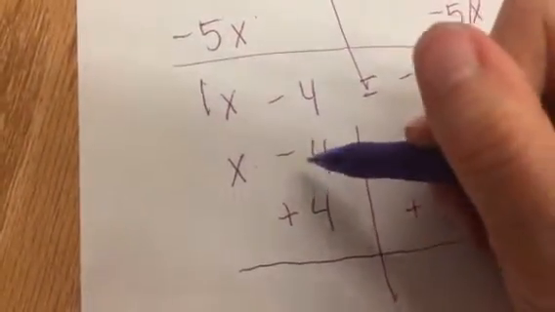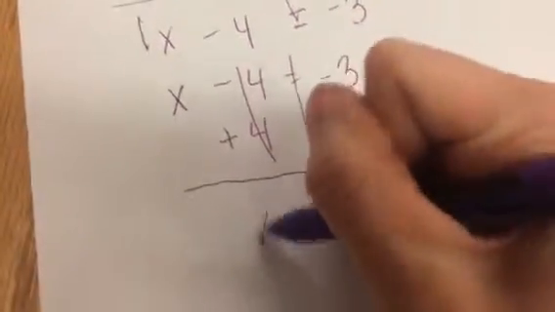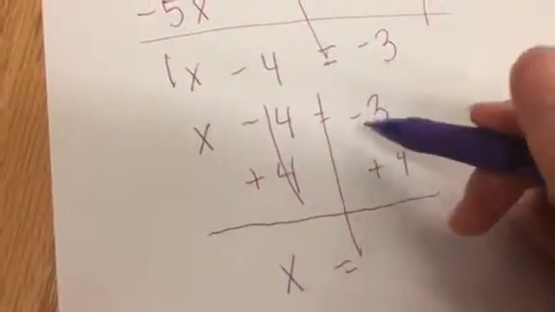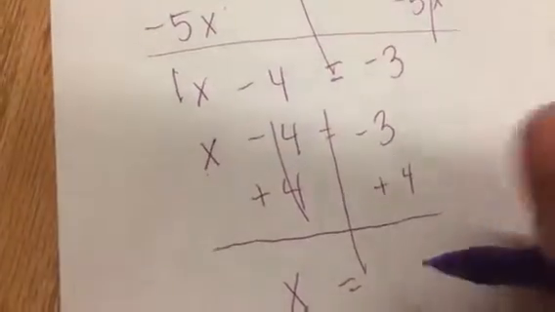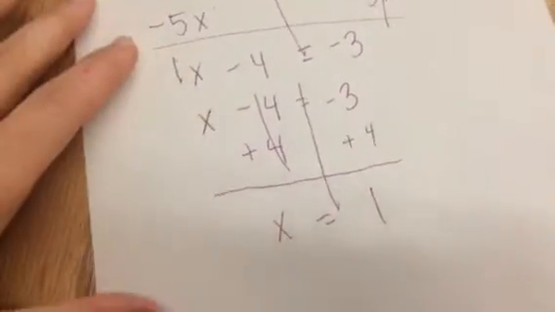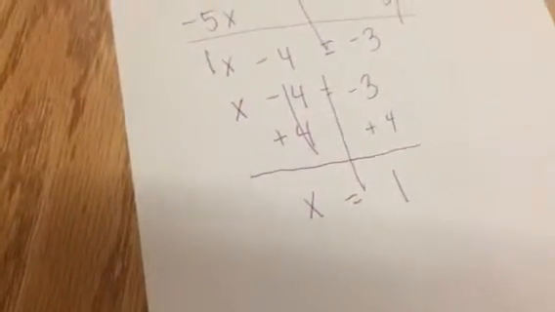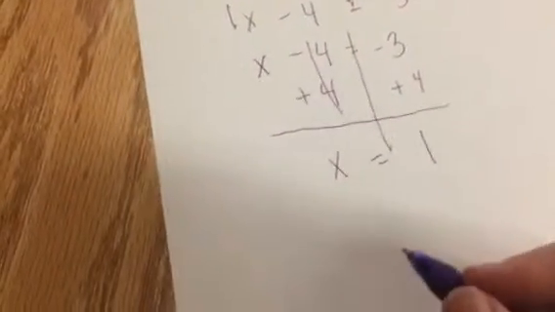Okay, this cancels out, and we're just left with x equals negative 3 plus 4 is 1. Now, how are we going to check that? Well, to check to see if x really does equal 1, we have to plug it back into the original equation, which is up here.